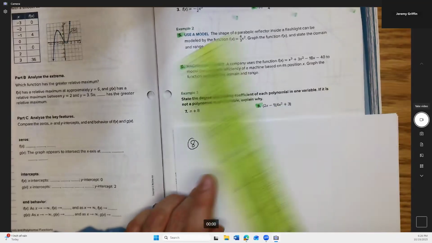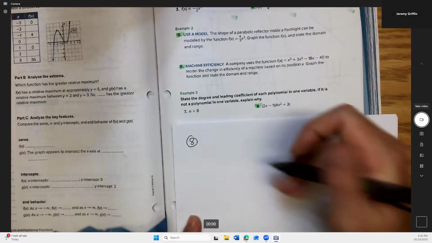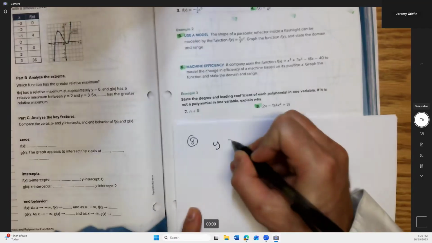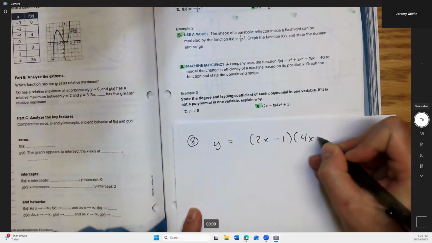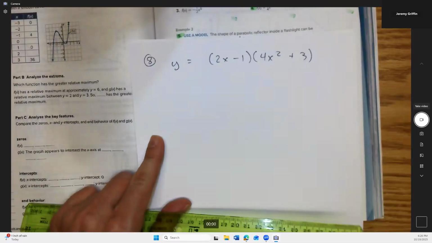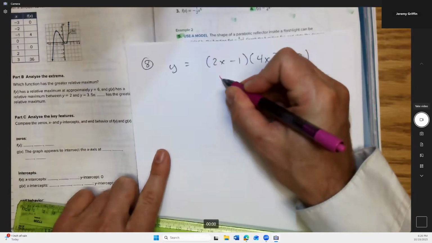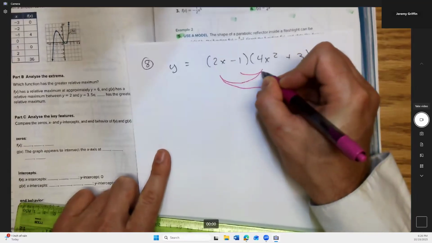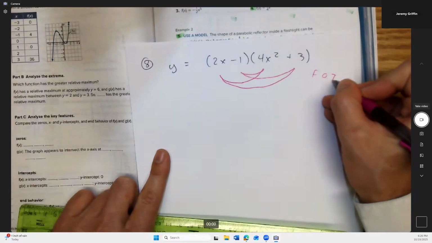But this is not in standard form. So let's put this in standard form. So I'll say y equals, let's go 2x minus 1, 4x squared plus 3. Never quite seen anything like this in this class so far, I don't think. And so now we can still FOIL this. Let's go first, outside, inside, last. So we're still using FOIL rules. First, outside, inside, last.